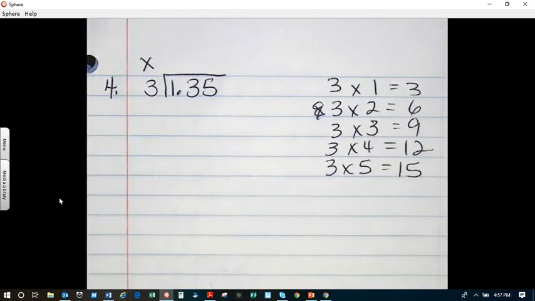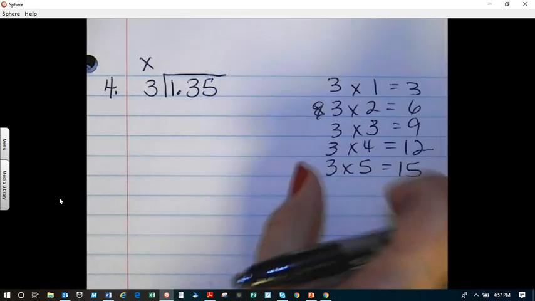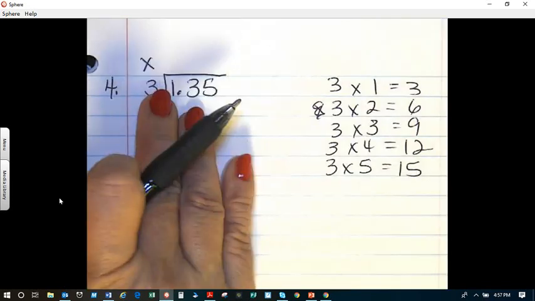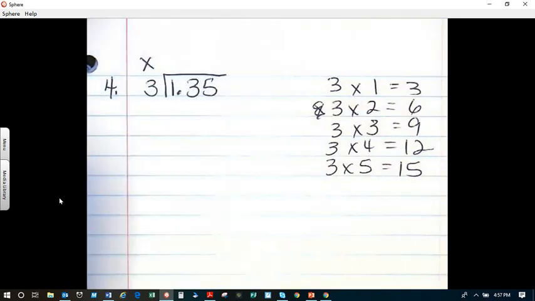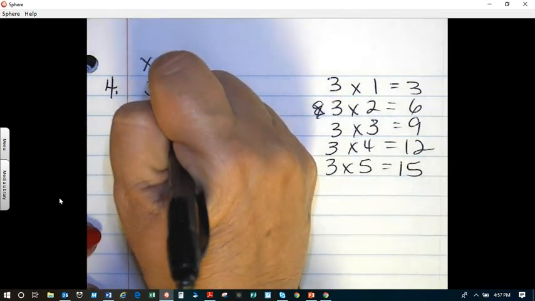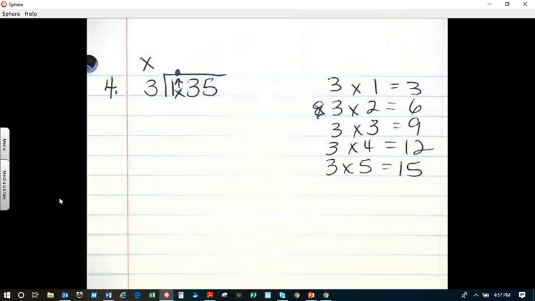So get in the habit of doing that if you're still struggling with your multiplications, so that at least you have your track on this side and you'll know how to utilize it over here. Okay, I'm going to move my decimal up and I'm done.